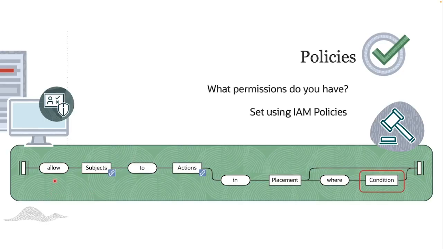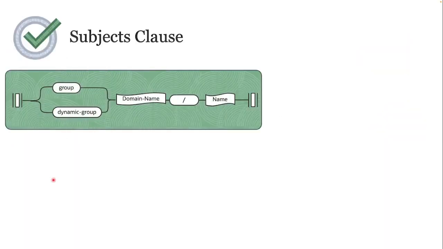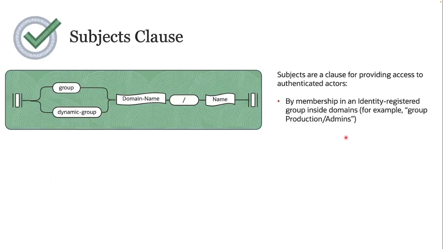Now let's decode the policy syntax shown on the screen. First, we will start with subject clause. The subject clause is providing access to your principal actor. You can define subject in various ways, and we can start with the membership of registered groups inside domain. Like we know, group is a collection of users where we group users as per their roles or as per the company needs. So while we write a policy for group membership, we first write group as keyword, then give the domain name to which that group belongs, and then we write the group name.